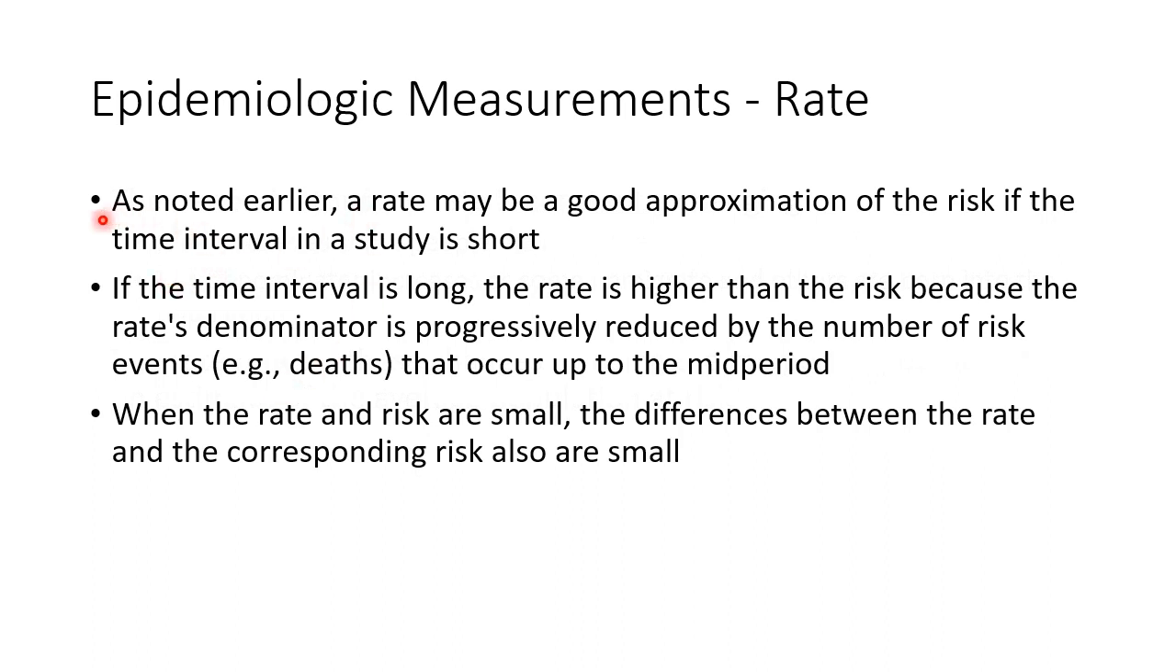So looking at this, if the interval is pretty long, we mentioned that risk is not going to be a good surrogate for rate and vice versa, mainly because that mid-period population is changing so much at that point. And when rate and risk are very small, then the differences in the denominator don't really change that much.